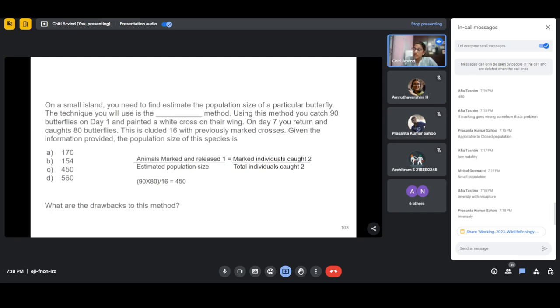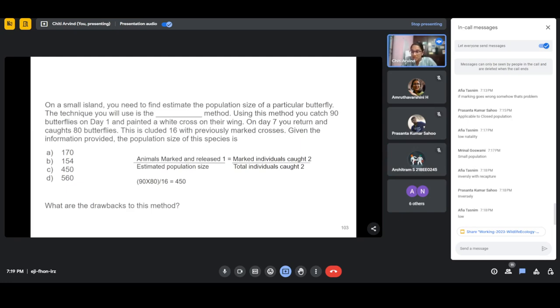Inversely with recapture. Okay, so if I recapture a large number of marked individuals the second time, what is likely to be estimated for my population size? Is it going to be high or low? I think it was Architam who replied. Architam, what did you say? Okay, right. You're right.